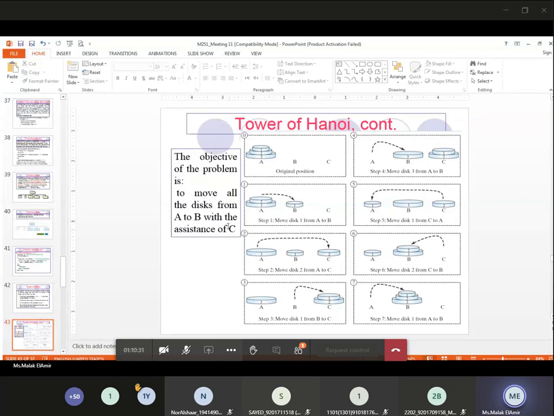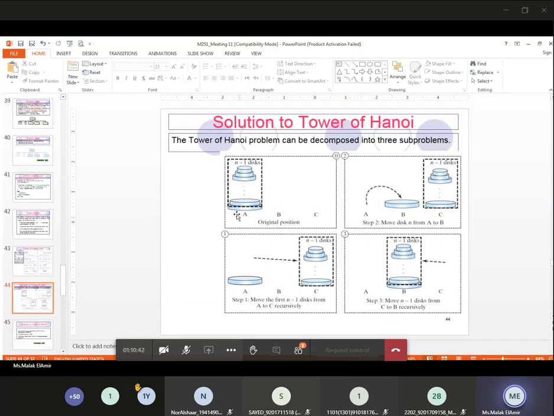with the assistance of C. That means from A to B with the assistance of C, or from A to C with the assistance of B, both are correct. So if I have n disks, what do I have to do? This is the solution. I have to move n minus 1 disks to another tower and move the n-th disk to the middle. Then I'm going to move the n-th disk to the middle, then move all the n minus 1 disks back onto the big one.